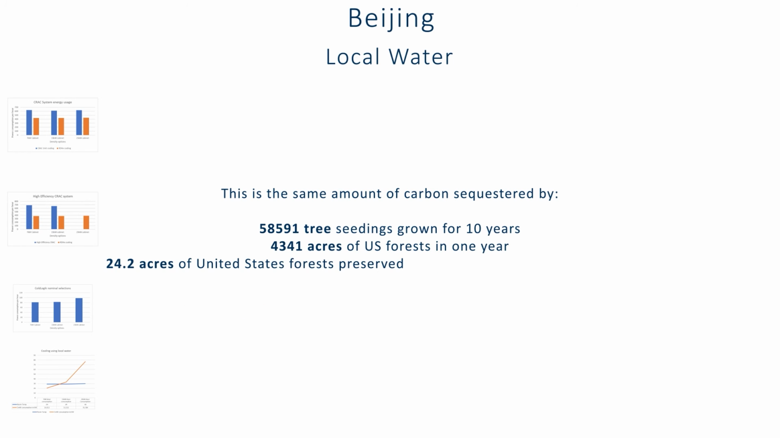This is the same amount of carbon sequestered by 58,591 tree seedlings grown for 10 years, 4,341 acres of U.S. forests in 1 year, 24.2 acres of United States forests preserved from conversion to cropland in 1 year.